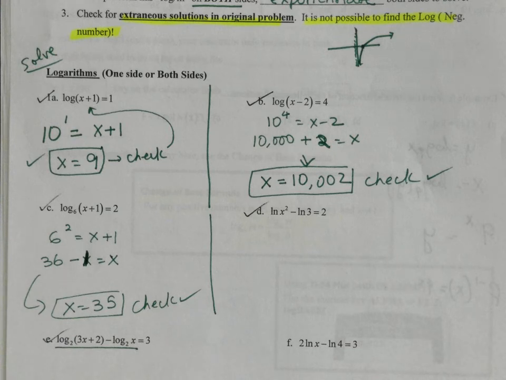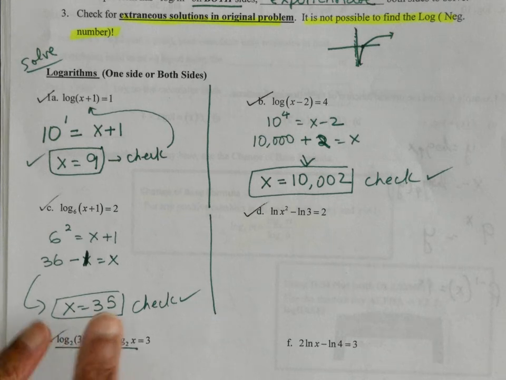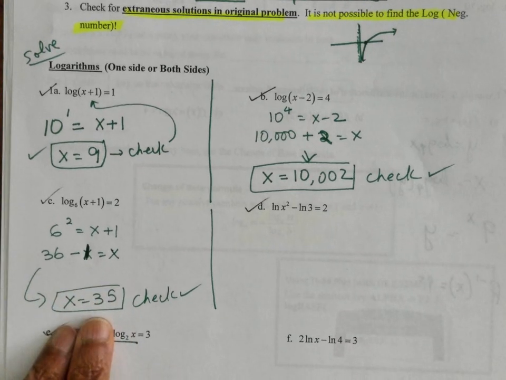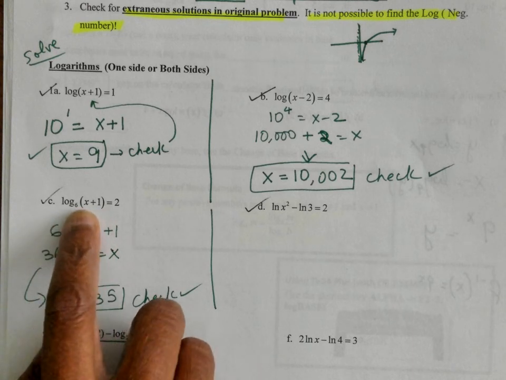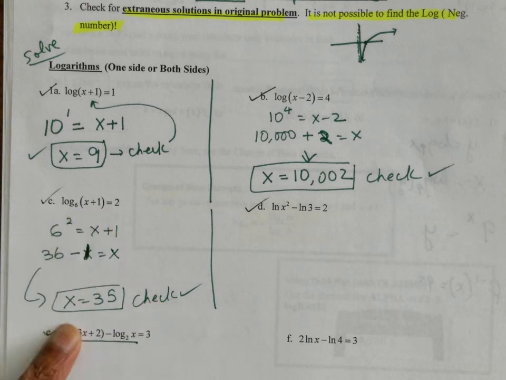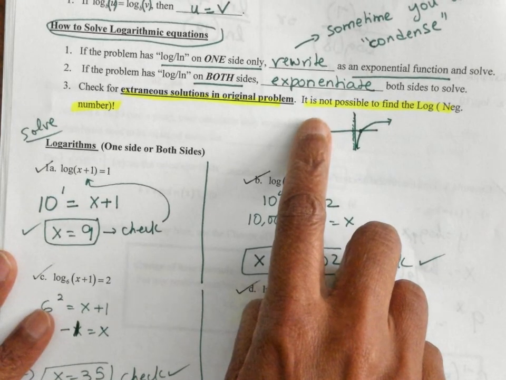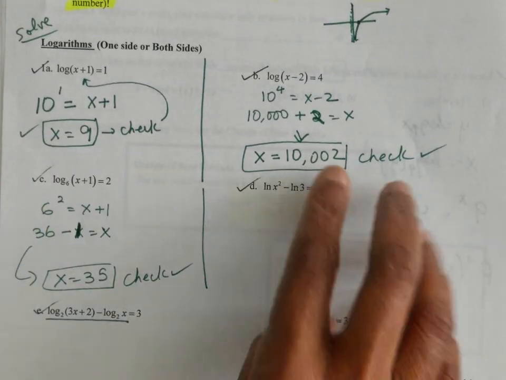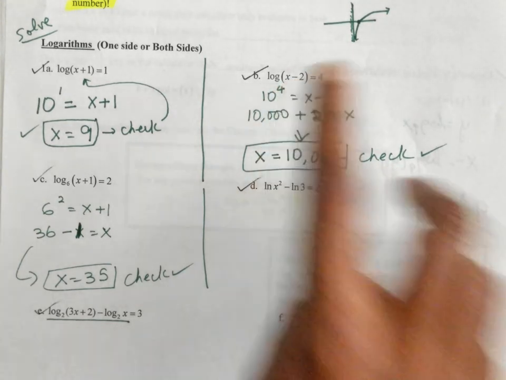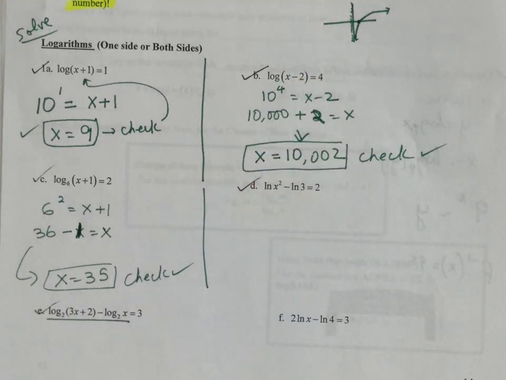Does everybody understand check? What am I doing in check? I'm taking the value of x equals 35, putting it here. Log of 35 plus 1 is 36. All I'm checking is if the input for log is positive. That's all I need to know. I'm not doing anything else. It is not possible for log to have a negative number as input. That's what I did here too. 10,000 minus 2 is positive. So that's a positive number. So that's all I'm checking.